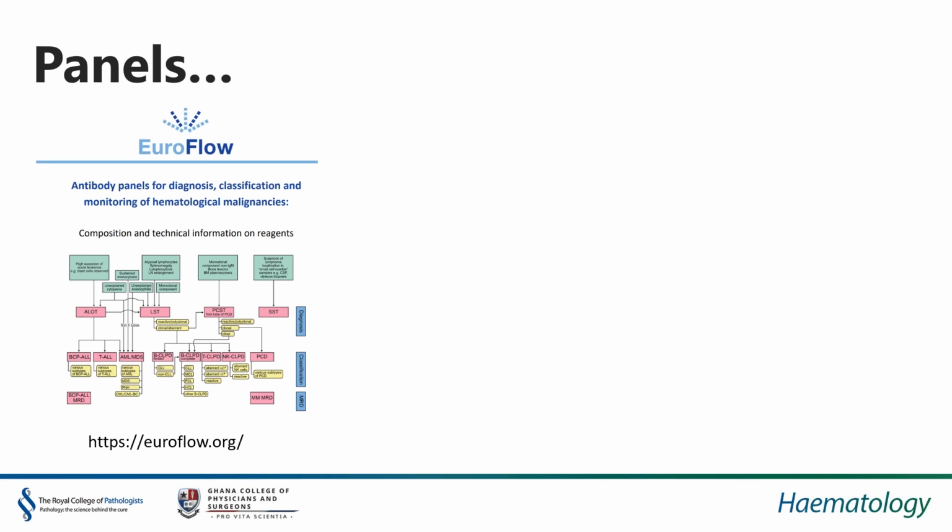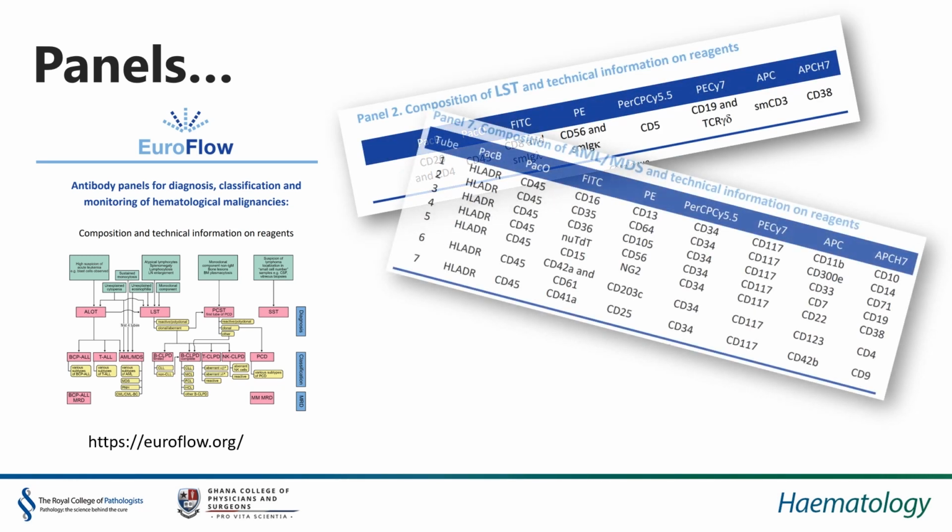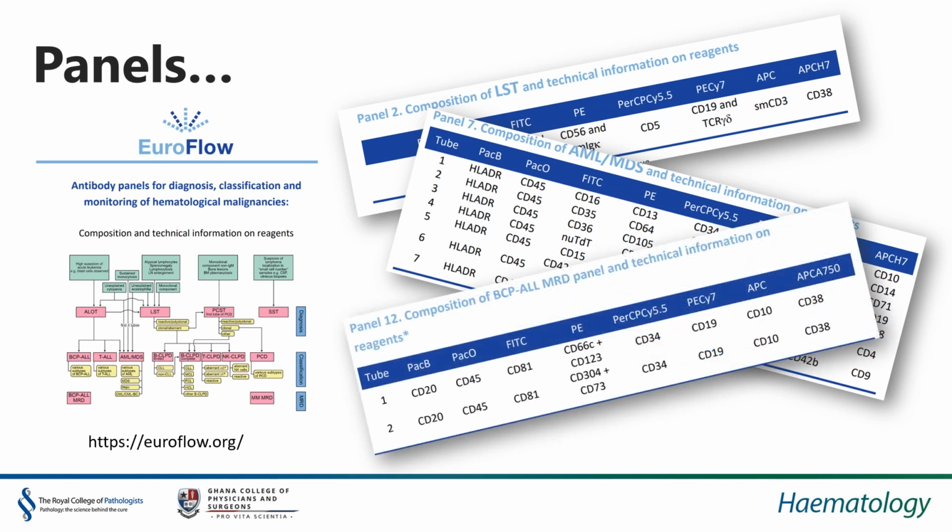So they've got things such as the LST, or the lymphoid screening panel. They've got panels for AML and for MDS. And they've got panels for things such as B-cell acute lymphoblastic leukemia residual disease monitoring. And this is really the biggest consortium, the biggest approach to standardization that we've seen in flow cytometry. So I'd advise you to have a look, particularly if you're just starting off, to go onto the Euroflow website, have a look at the panels and the plots that they have there, as it might give you an idea about how you want to set up your flow cytometers and your flow cytometry service.